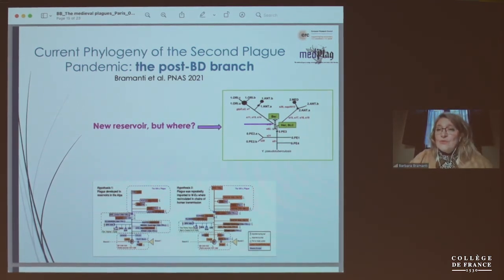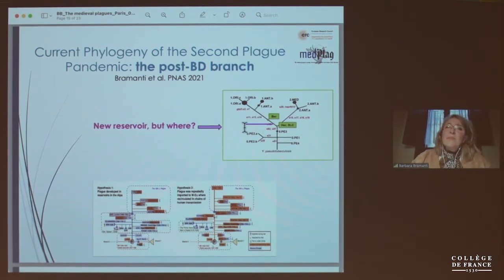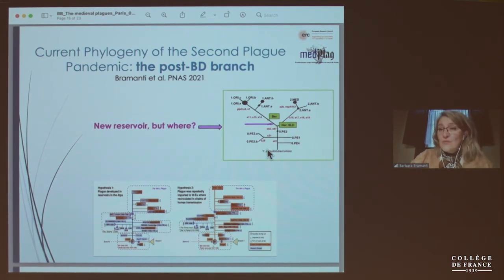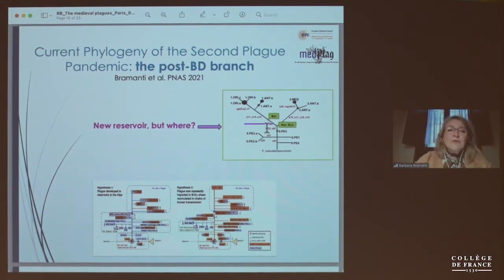So this is also another important point. From the Black Death period, we have the appearance of another branch. Let's call it the post-Black Death, the post-BD branch, to better understand. So it is clear that this branch was settled in a new reservoir, but the question is, where is this new reservoir which hosted all the population of the second pandemic, or almost all, not all?